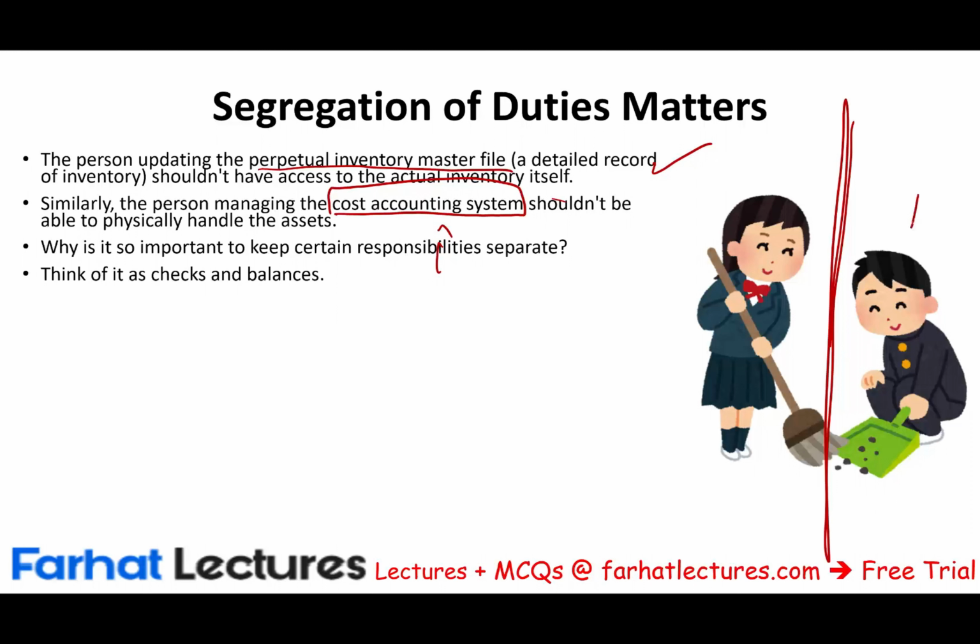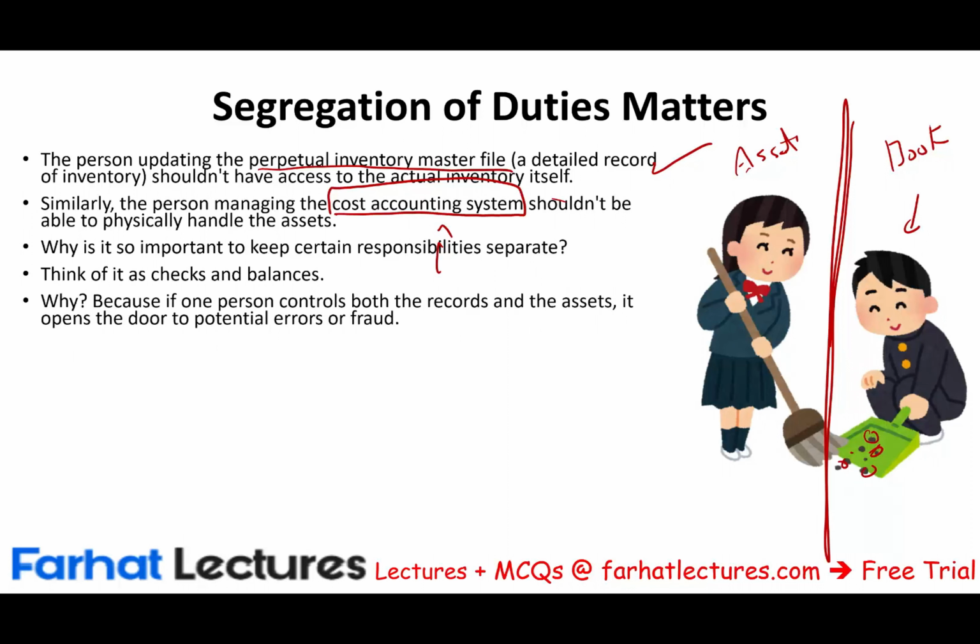So let's assume this is the person in charge of the books, in charge of the system, and this person is in charge of the asset. So this person can only count, but they don't have access to it. And this individual, the production people, they have access to the asset. So think of it this way. Because if one person controls both the records and the asset, it opens the door to potential errors and fraud, because you can change the record and steal the asset or misuse the asset.